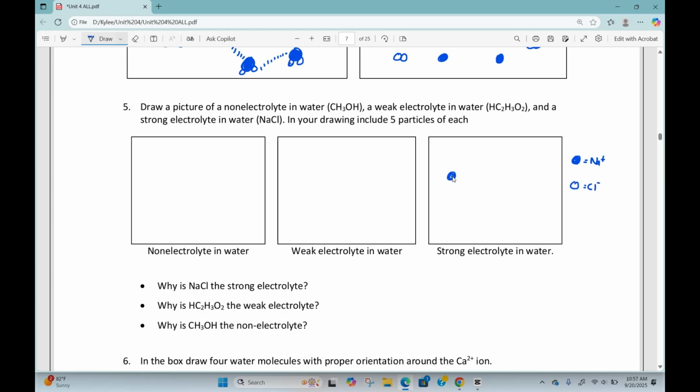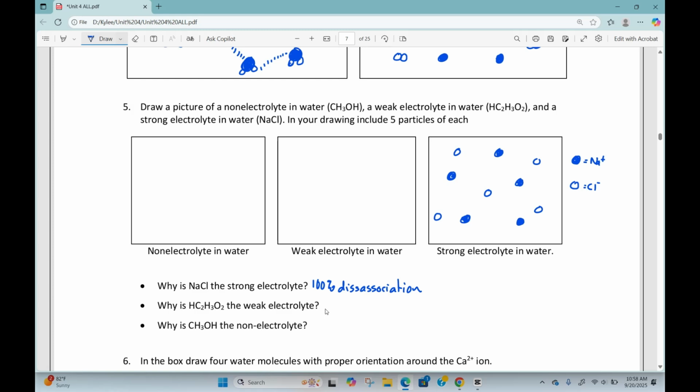And so then it is a little bit easier to draw just because I don't have the symbols in there making things chaotic. So 1, 2, 3, 4, 5, and then 1, 2, 3, 4, 5. Again, if you're going to do it this way, you have to include a key that goes with it. So why is NaCl the strong electrolyte? We have 100% what's called dissociation. And that means every single unit of sodium chloride will break apart into the positive and negative ions.